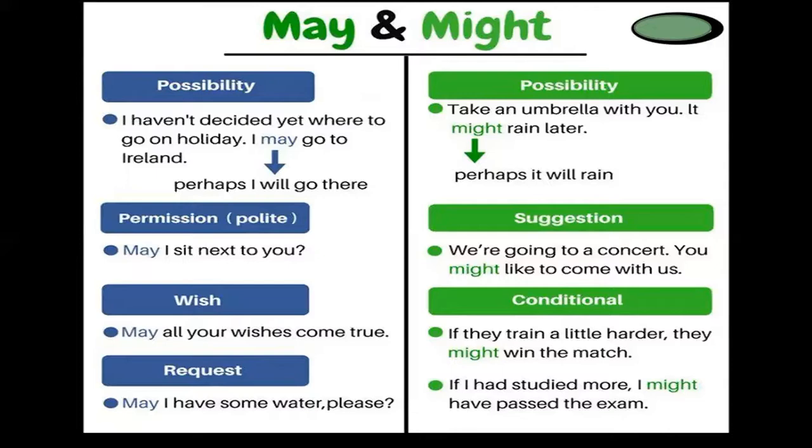Permission, next is permission. If you want to take permission, it is very polite. For example, you want to go to the principal's office, you say, may I come in, ma'am? May I sit next to you? If you are offering students a suggestion: we are going to a concert. A concert is a music performance in a public place, or publicly. You might like to come with us. You are offering a suggestion that we are going to a concert; if you want to accompany us, you are most welcome. So this is used for suggestion. May is used for wish. If you want to give wishes to someone, then you can use may.